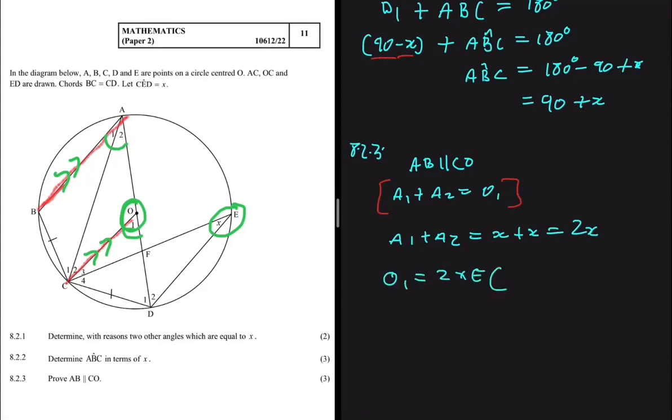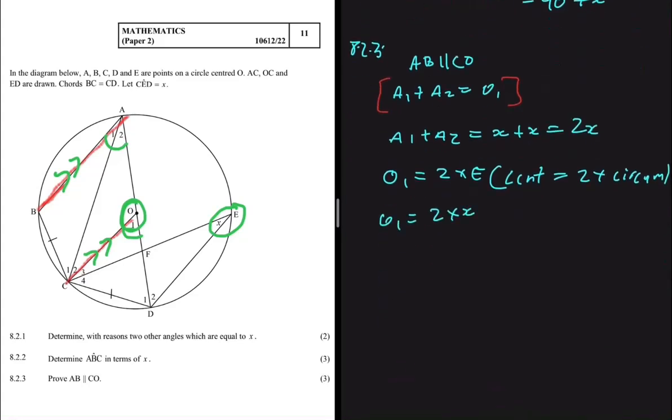So now it will be easy to see that O1 is equal to 2 multiplied by angle E, right? Why are we saying that? The angle at the center should be 2 times the angle at the circumference, right? So you write that down. So now we have O1 being equal to 2 multiplied by x. So now A1 plus A2 is indeed equal to O1 because they're all equal to 2x. And by saying that, we've essentially proved that our line AB is parallel to CO.